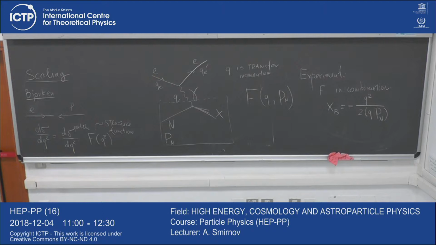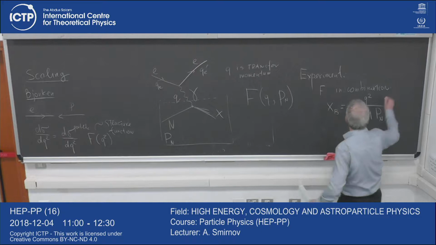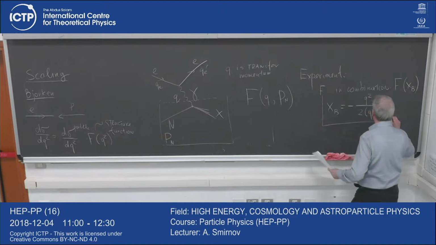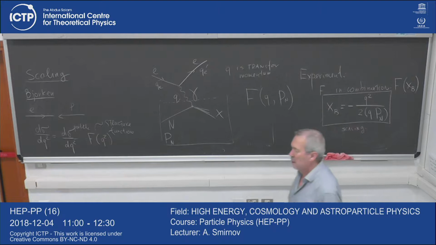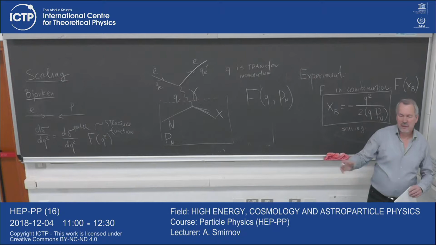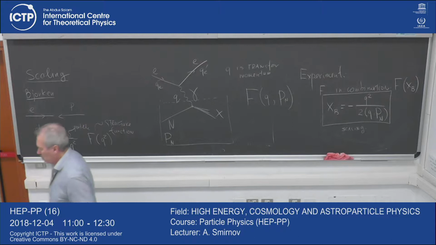And this is what is called scaling. The fact that F depends only on this combination, F of x_B, this Bjorken variable x, is what we call scaling. It depends not on them independently, but on this combination. This means that rescaling Q and P, the momentum of a nucleon, by the same quantity doesn't change the structure function. So if you increase the energy of your incoming particle, and in this way change Q, and also correspondingly increase the momentum of the nucleon, the result will be the same.